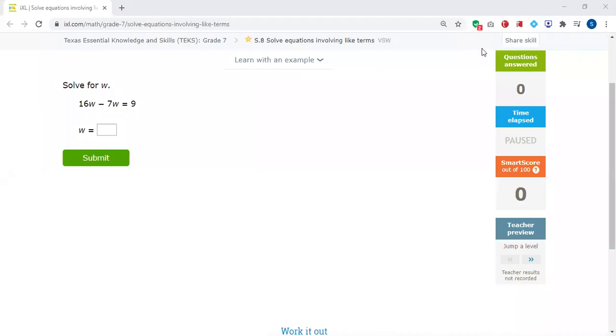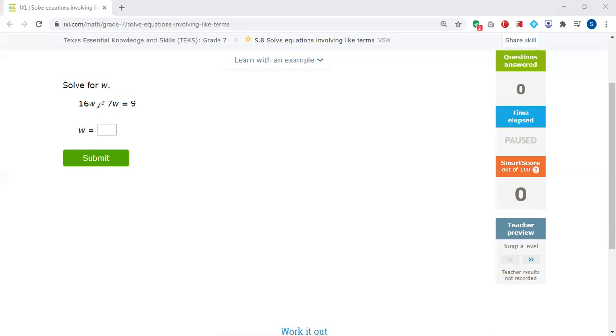In this video, I'm going to solve questions about solving equations involving like terms. So first of all, let me talk about the like term. If two algebraic expressions are like terms, then their variables are the same. For example, we have 16w, this is an algebraic expression, and 7w, this is another algebraic expression. Their variable is w, and they are the same. So that means this term and this term are like terms, okay?